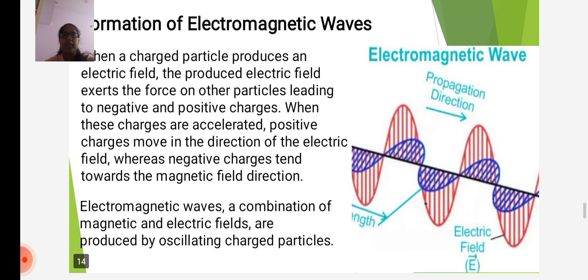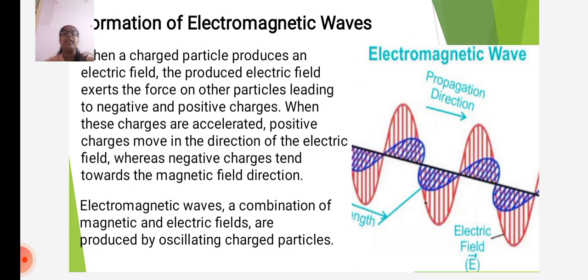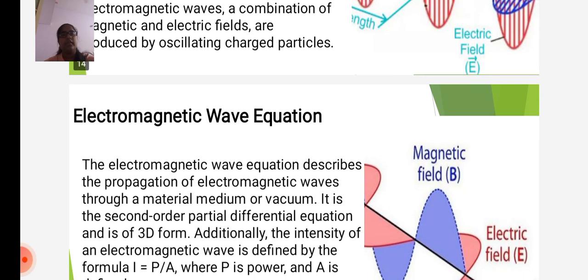Formation of electromagnetic waves. When a charged particle produces an electric field, the produced electric field exerts a force on the other particles, leading to the negative and the positive charges. When these charges are accelerated, positive charges move in the direction of the electric field, whereas the negative charges tend towards the opposite direction. Electromagnetic waves, a combination of magnetic and electric fields, are produced by accelerating charged particles.